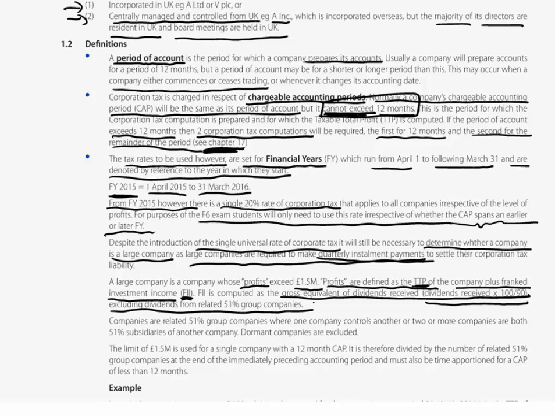Okay, now we mentioned there about related 51% companies. Now they're going to have another impact here, but companies are related 51% companies where one company controls another, or two or more companies are both 51% subsidiaries of another company. For this purpose, dormant companies are excluded here. So we're basically talking about group companies. Groups defined by, does a parent company own more than 50% of the shares in its subsidiary company? We usually refer to that, therefore, as 51% group companies.